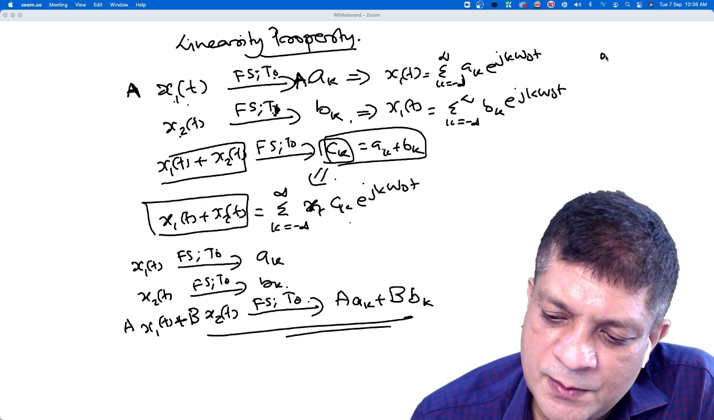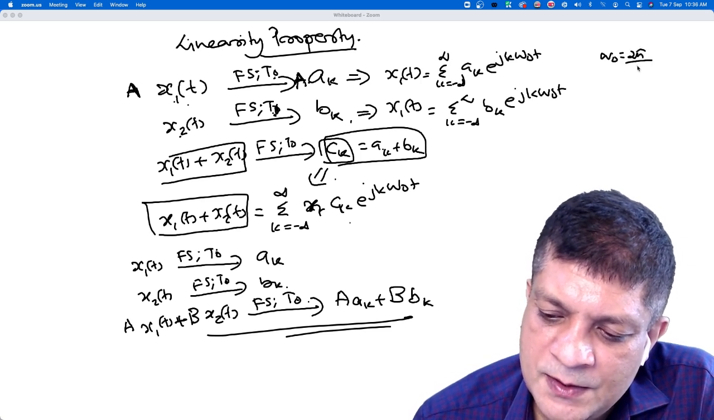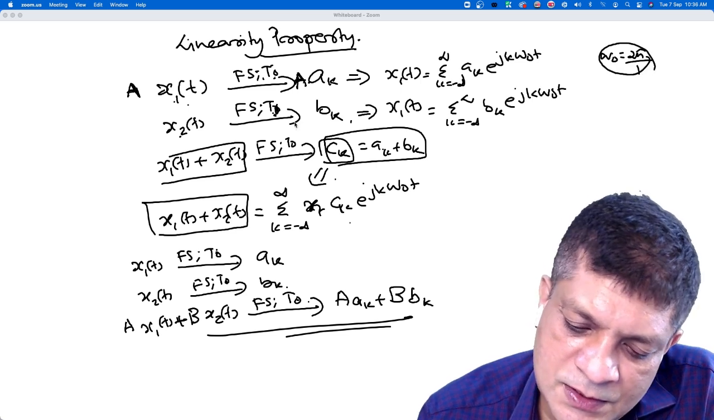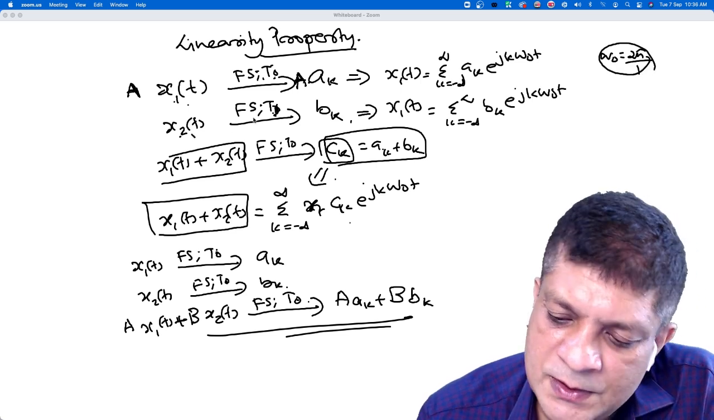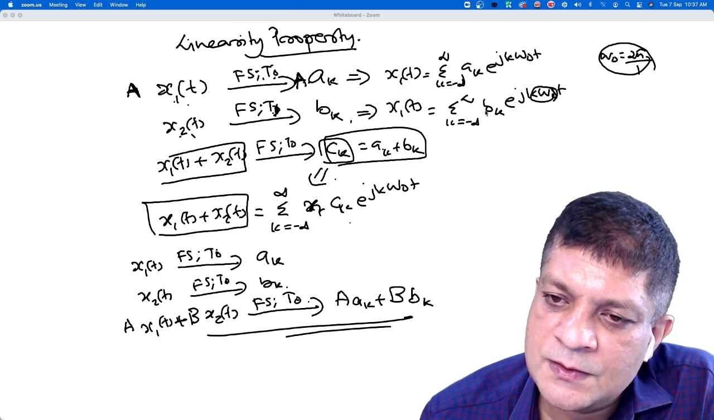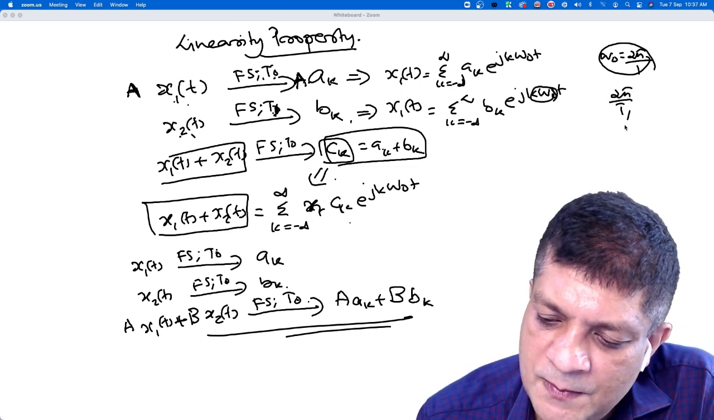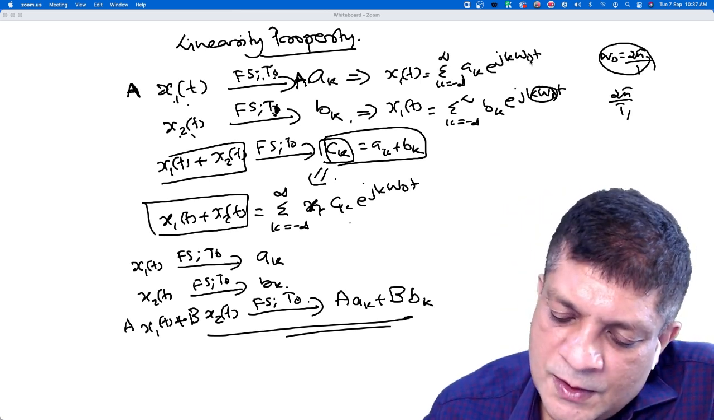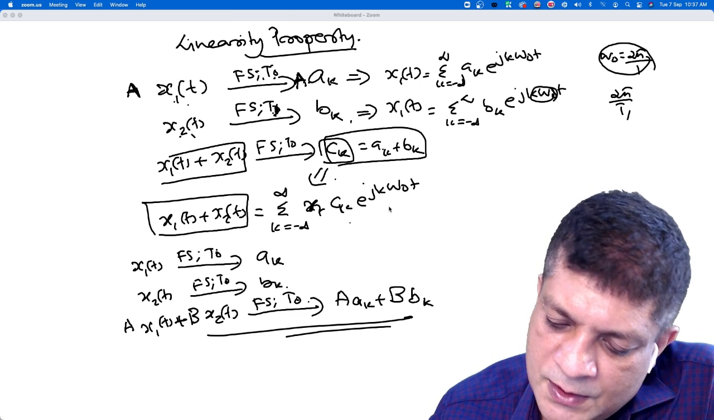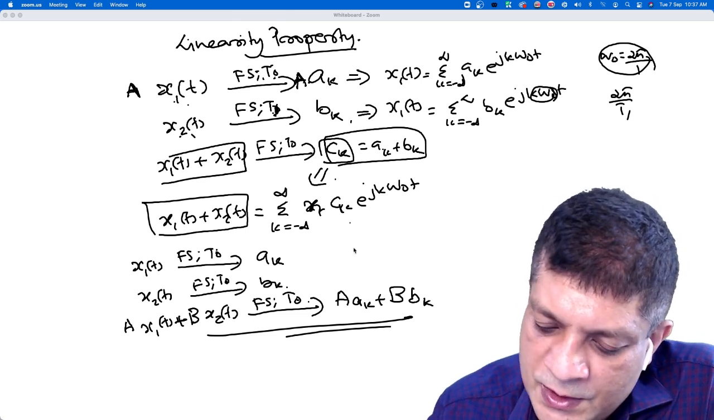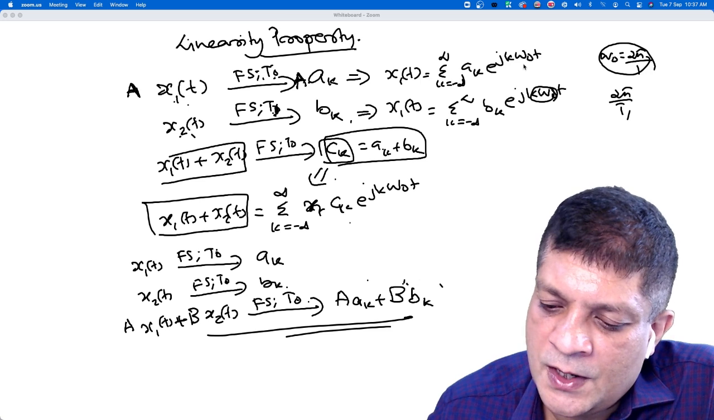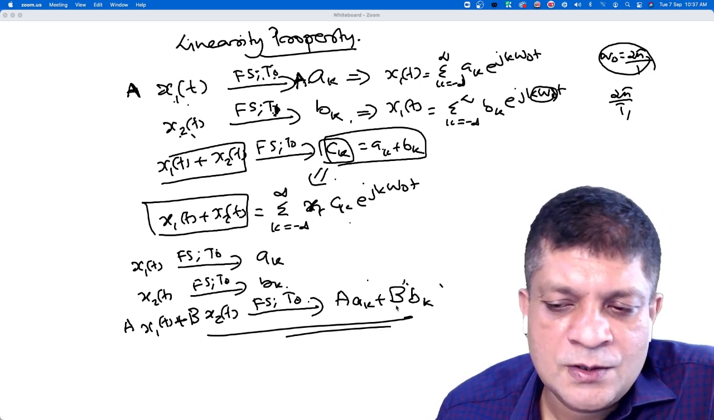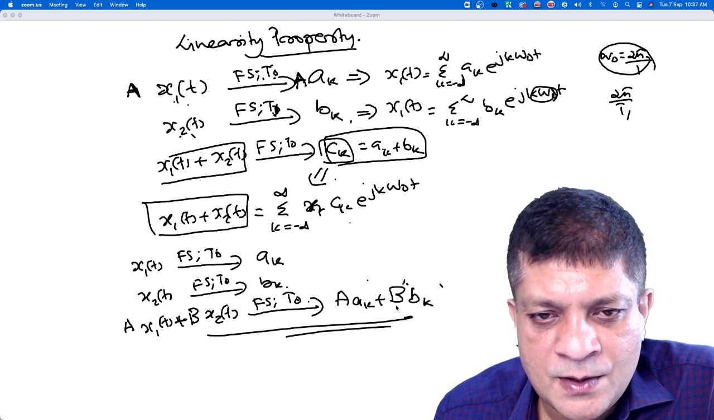What is omega naught? Omega naught is 2 pi by T naught. If this is periodic with T naught, then omega naught is this. And if this is periodic with T1, then what about this? Is it 2 pi by T1? So you cannot directly add those two and equate with this. You won't get this relation. You can add and equate with this, but you won't get this relation. So that is an important thing to remember.